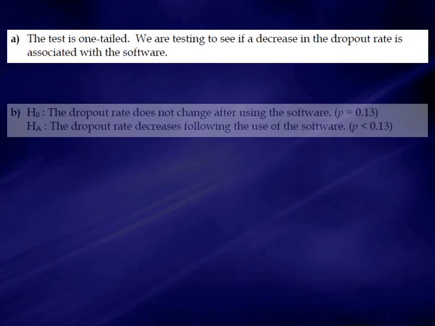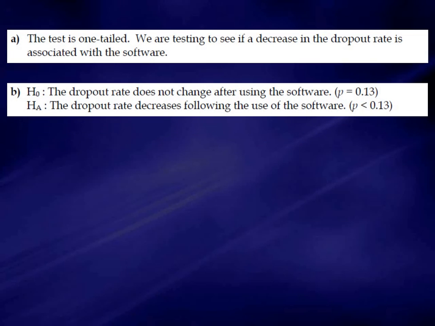The dropout rate is less than 13%. It decreases. Okay? I don't remember what the next question was. So how do we make a type 1 error? If we're looking at this, type 1 error is when we choose to do what?